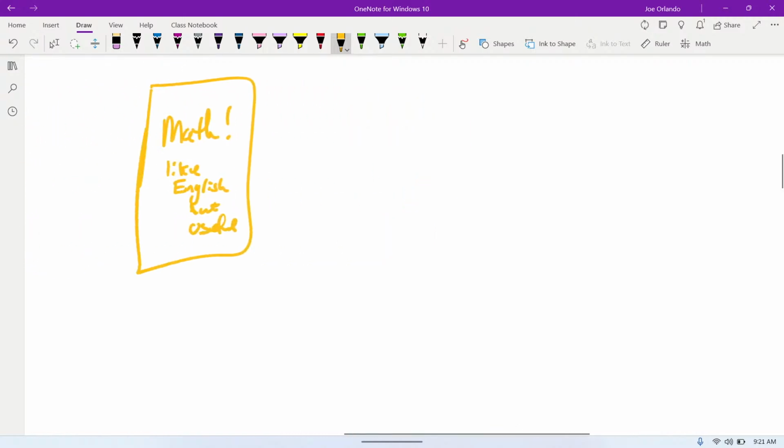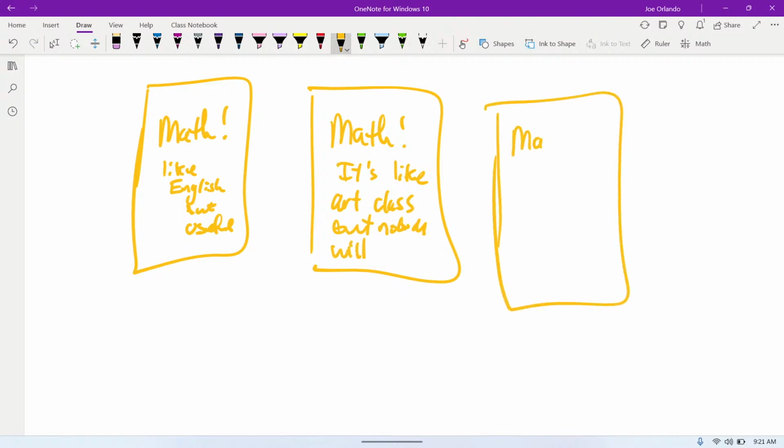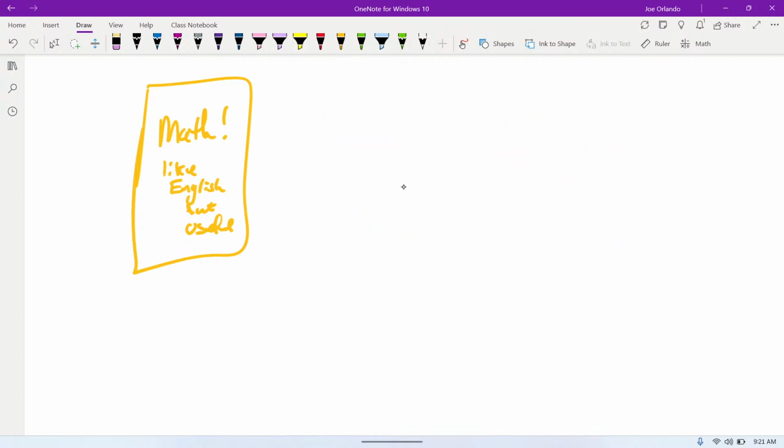Then I made another one, again as if Calford was putting these up. It said math, it's like art class, but nobody will ever pay you to do it, which I thought was pretty funny. And then I did one and realized I'd crossed a line. It said math, it's like sports, but nobody wants to make out with you if you're good at it. I thought that was funny, but Kelford thought it was inappropriate. Anyway, that's the end of my story.